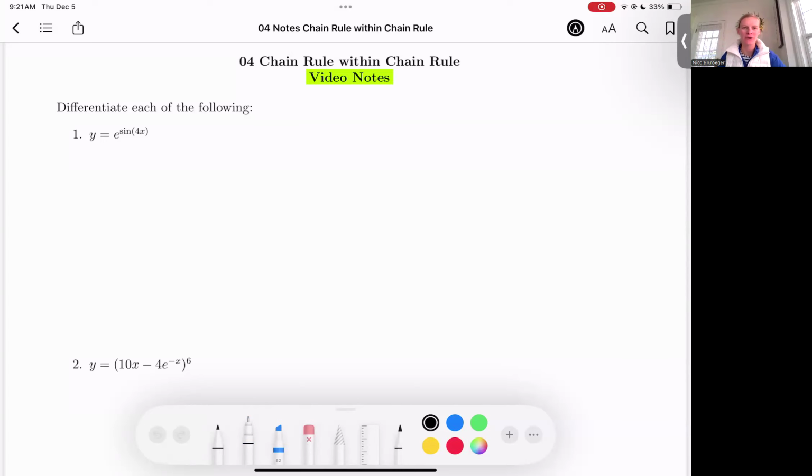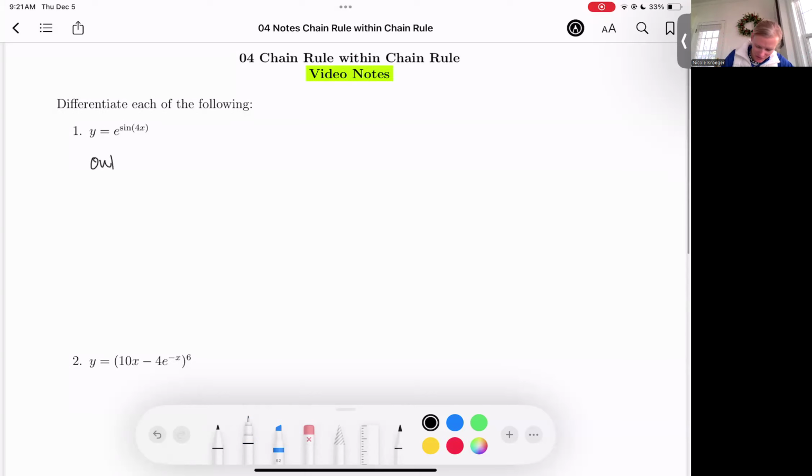So if I look at this first one, this looks like a chain rule. I have a function sine of 4x inside of e to the x. So my outside function is going to be e to the x, and my inside function will be sine of 4x. The derivative of e to the x is e to the x. And then this is where things get a little bit more interesting.